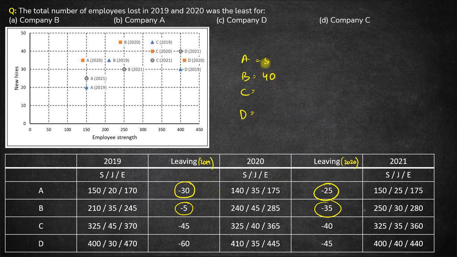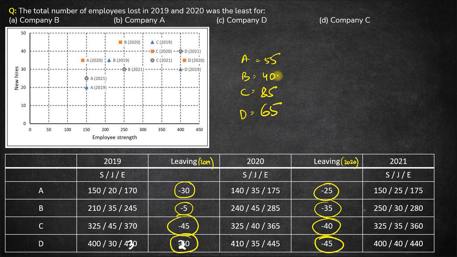For company A, 55 left. Similarly, for company C, 45 and 40, 85 people left. There is an error here. 400 plus 30 should be 430 and not 470. So this should be 430 minus 20. So for company D, 20. And then here it's 45, 445, right? So total 20 plus 45, 65 left from company D.